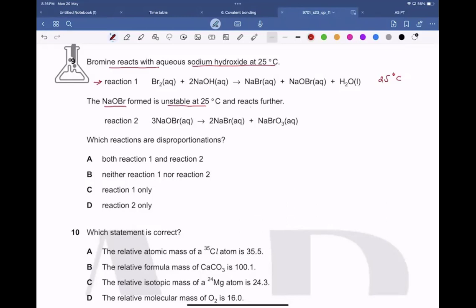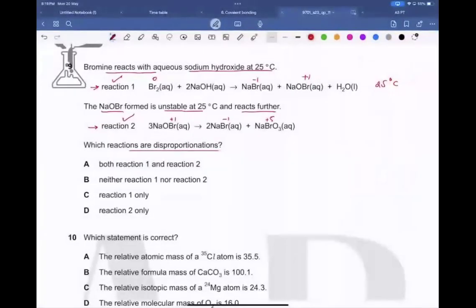I think my screen is, yeah, let me share it again. So both are disproportionation reactions, because in both, one element is being oxidized and reduced. So A is correct and B, C, and D are wrong options.